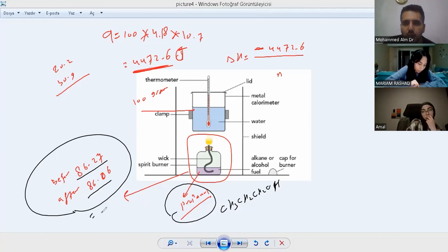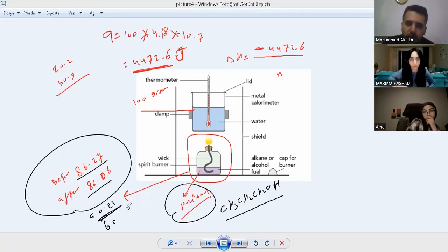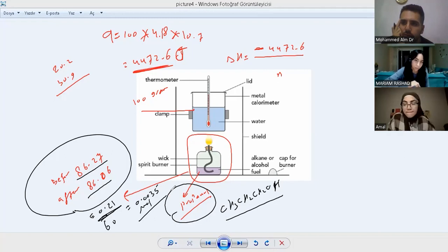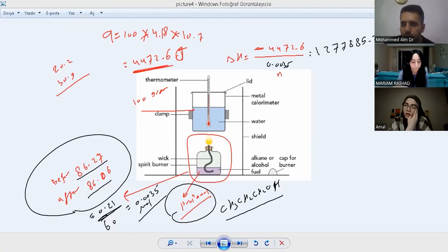Here, guys, if you subtract this from this, what mass do we get? We get a mass of 0.21. This is the mass of propanol that we used. If we divide the mass of propanol by its molar mass, 60, it will be 0.0035 mole. This is the moles of propanol that we used. Dividing them together, you end up with a huge number, 1277885.7 joule per mole.